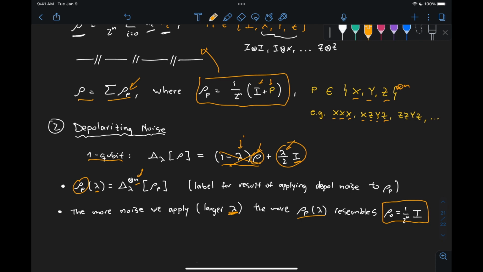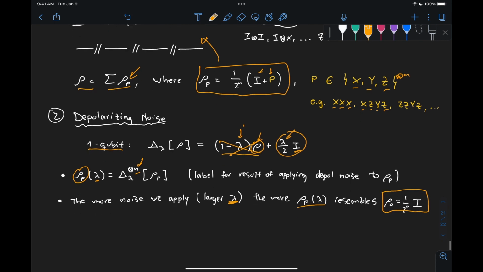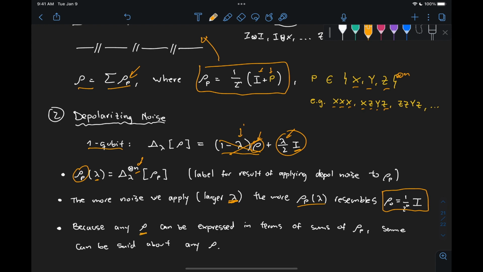Now, the next important thing we need to know is that because any rho can be expressed in terms of sums of these Pauli density matrices, the same can be said about rho. So basically, we said that the more noise we add, the more this rho sub p resembles a mixed state. Well, the same can be said of a matrix that is composed of these rho sub p's, right? Of a summation of different rho sub p's.